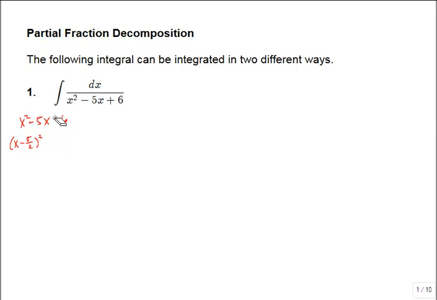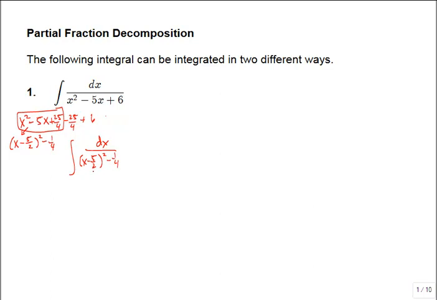So what we're going to do, I'm going to make a little bit of space here. I'm going to push that plus 6 off to the side, and I'm going to add in that 25/4 that shows up when we FOIL this out. But to balance this out, I'm going to subtract 25/4 as well. So I'm really just adding 0. Now these three terms here become this quantity squared, and negative 25/4 plus 6 is the same as negative 25/4 plus 24/4, or minus 1/4. So this integral becomes the integral of dx over x minus 5/2 quantity squared minus a fourth.